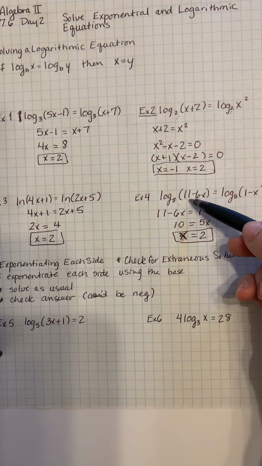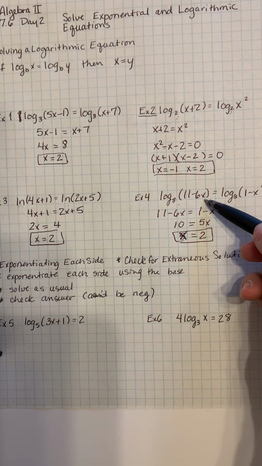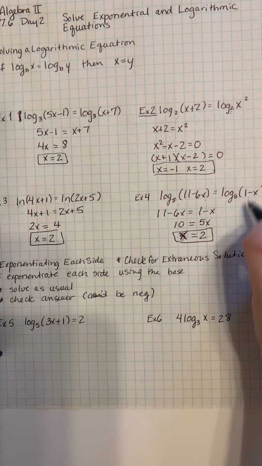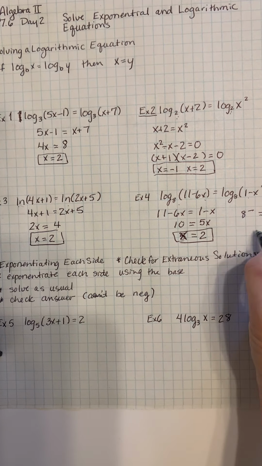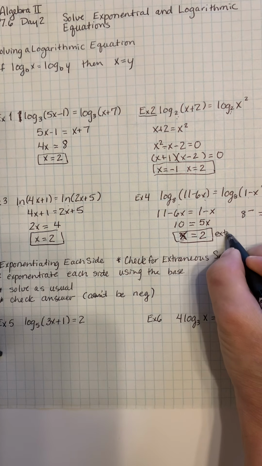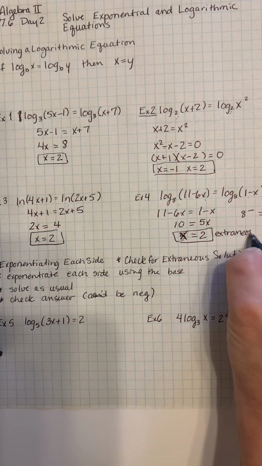If I put a 2 here, I get 11 minus 12, it's negative 1. I can't have a log base 8 of negative 1. This would also be negative 1. You can't raise 8 to a power and get a negative answer. It doesn't work. So this is extraneous, and I need to mark it as such.